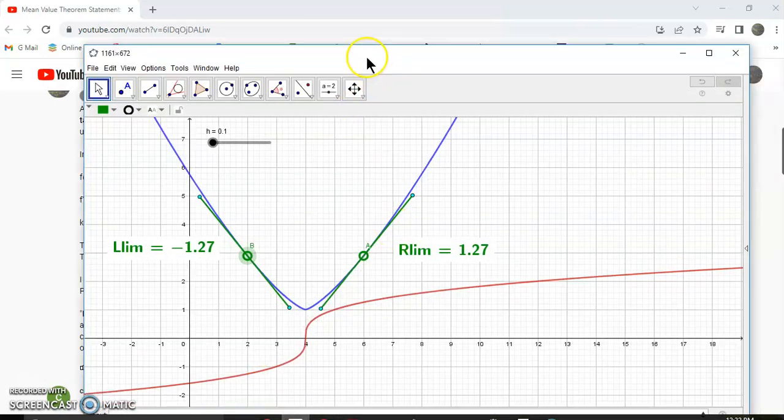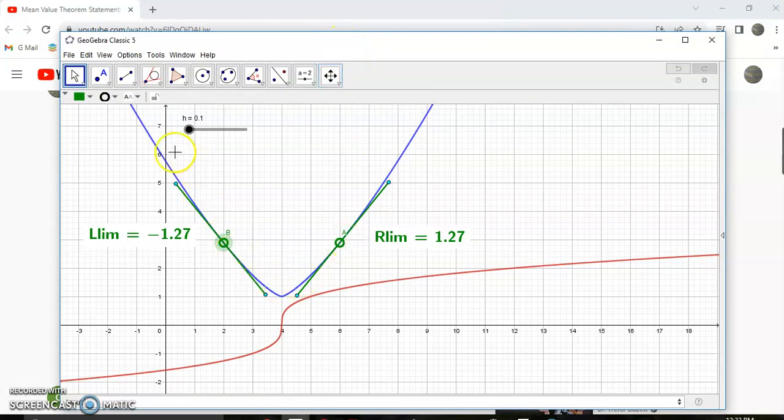So here's the applet that I created, and this is the same blue function and its derivative. If you take the tangent line coming from the right, notice that it's always positive. And by the way, the value of h doesn't really matter. It can be any value except 0, of course, which is fine because h is not allowed to be 0.